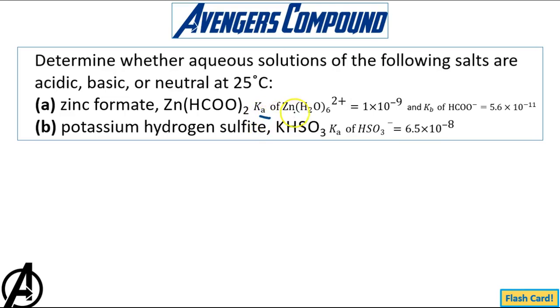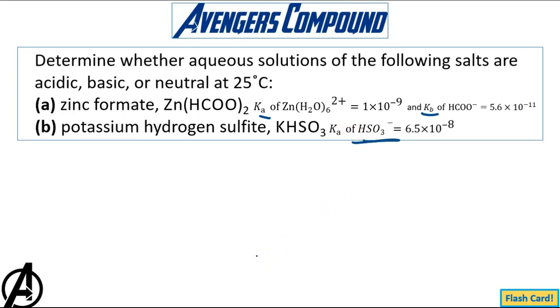They gave us a Ka of Zn2+. They gave us a Kb of HCOO minus, okay? And that's going to be helpful because we know we have to get the cation and anion to help us understand whether or not something's going to be acidic, basic, or neutral. And then for letter B, we have potassium hydrogen sulfite, KHSO3, and they gave us the Ka of HSO3 minus.